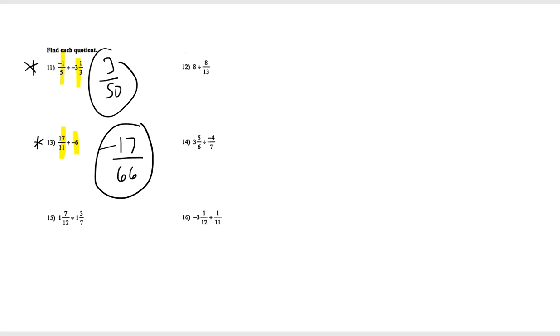Let's do number 14. Okay, so number 14, we have 3 5/6 divided by 4/7. Okay, and we know for this one, we have a positive divided by a negative, which means our answer is going to be negative. So let's figure out what our answer is. First, let's change this mixed number to an improper fraction. 6 times 3 is 18. 18 plus 5 is 23/6.